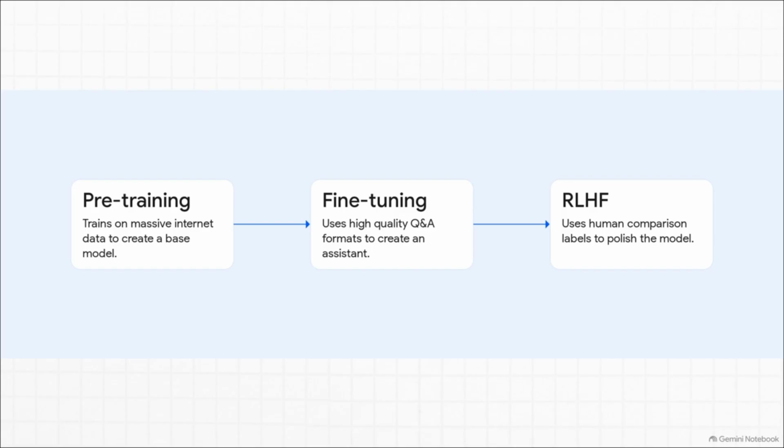But there's a fascinating optional Step 3, RLHF, or reinforcement learning from human feedback. This stage utilizes comparison labels. Why? Well, because it is significantly easier for a human labeler to look at 2 AI-generated haikus and just pick the better one than it is to sit there and write a perfect haiku from scratch. It's a highly efficient way to further polish the model's accuracy and tone.